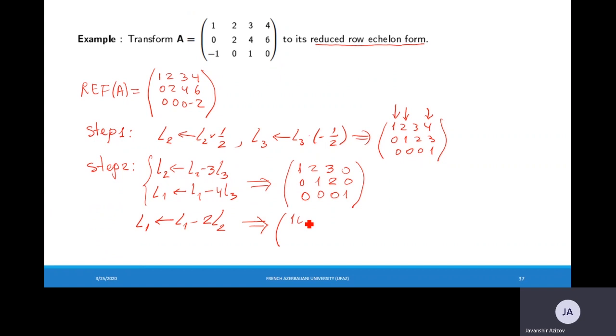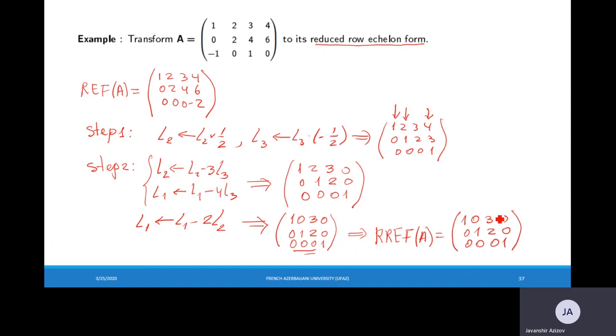1, 0, 3, 0; 0, 1, 2, 0; 0, 0, 0, 1. As you see, this matrix satisfies the conditions of reduced row echelon form. This matrix will be the reduced row echelon form of A. That's all.